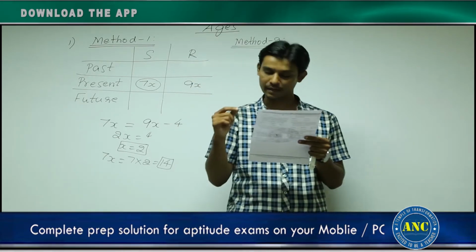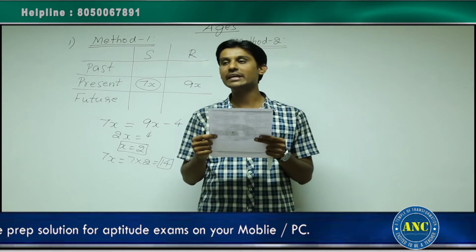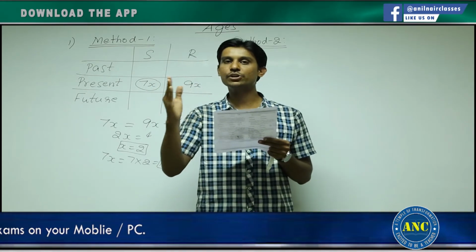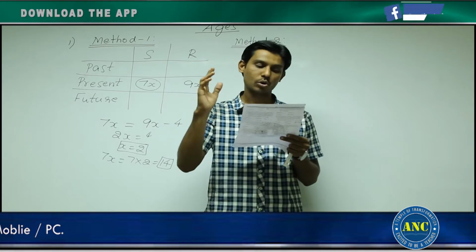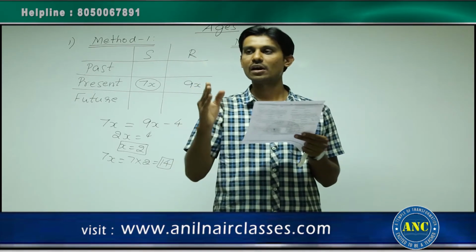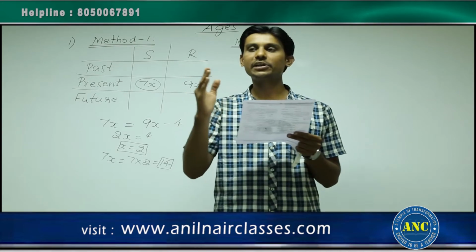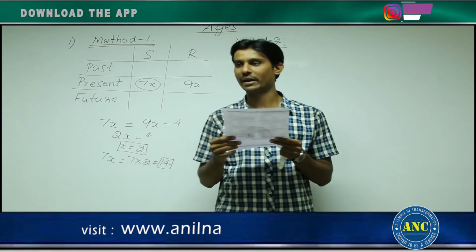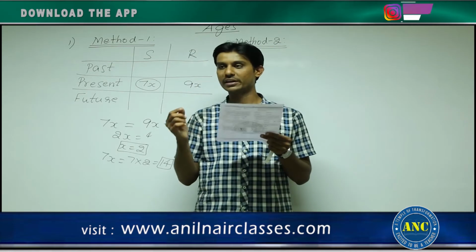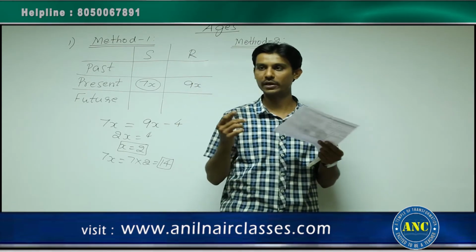Second option. Sachin is 18 years of age. If Sachin is 18, Rahul is 22. 18 to 22 is not 7:9. Ruled out. Third option is 28 years. 28 is Sachin, Rahul is 32. 28 to 32 is again not 7:9. That is also ruled out. The only option left is option D. Option D is none of these.